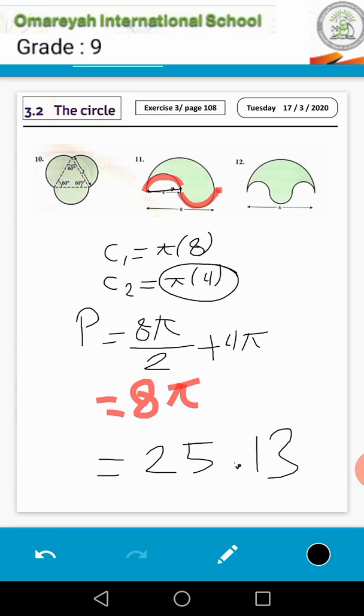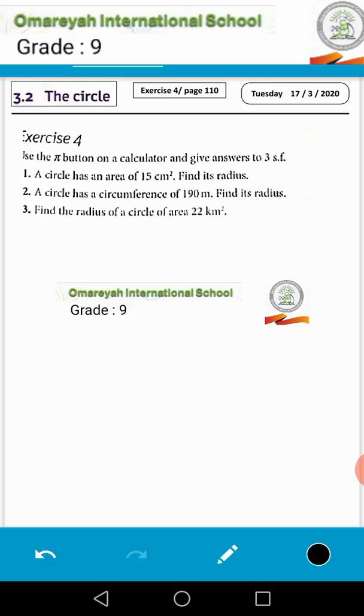Inshallah, next class I'm going to start exercise 4. Inshallah, next class I will give you problems where the area is given, so you have to find the radius, or the circumference is given, and you have to find the radius or diameter.